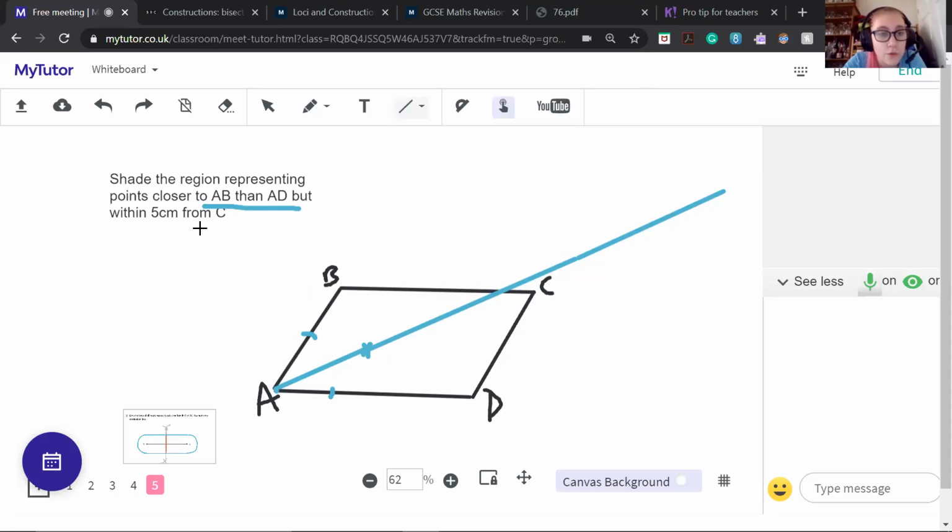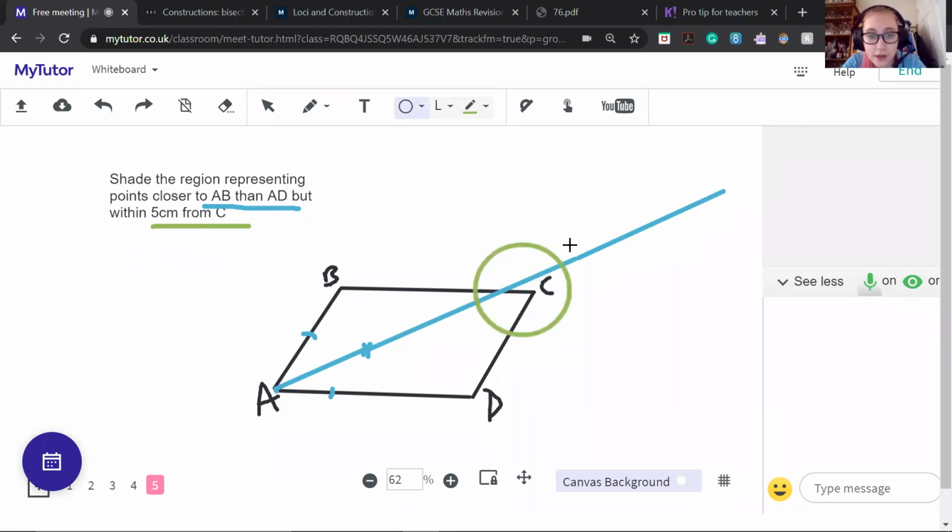And now we want within 5 centimeters from C. So this one's hopefully nice and easy. We're going to put the point of our pair of compasses on C. We're going to measure out 5 centimeters so that the point and the pencil are 5 centimeters apart, and draw a circle with center C and radius 5 centimeters, whatever that may be. So let's go for here.